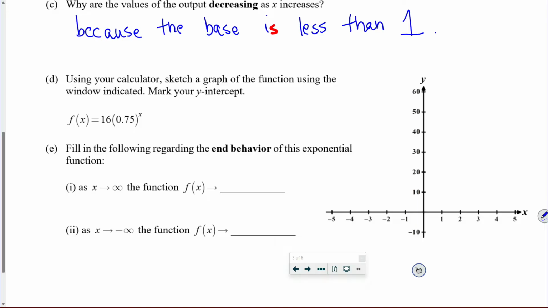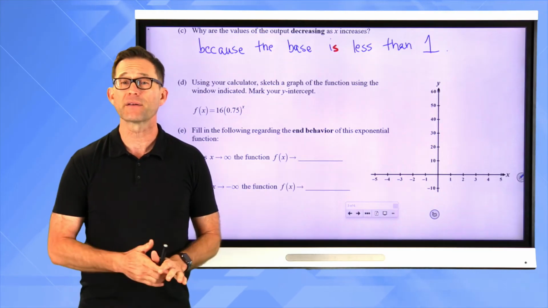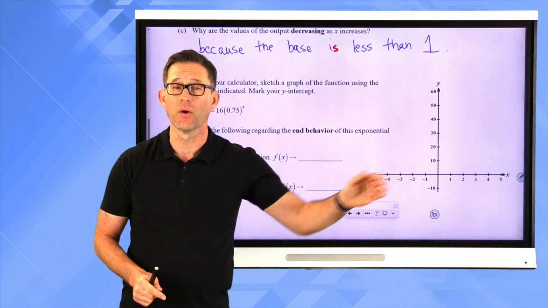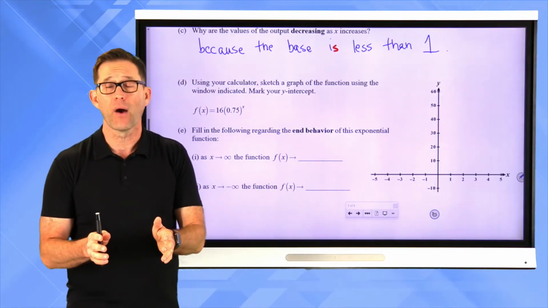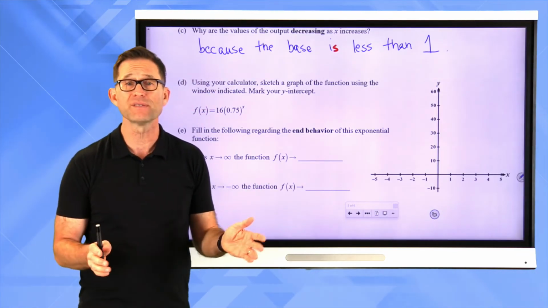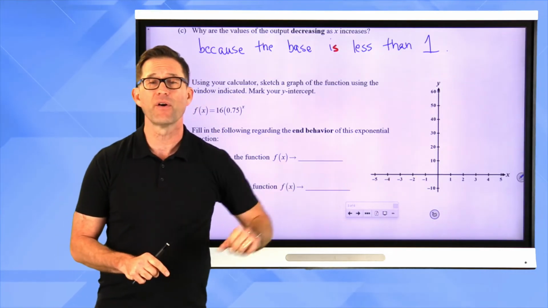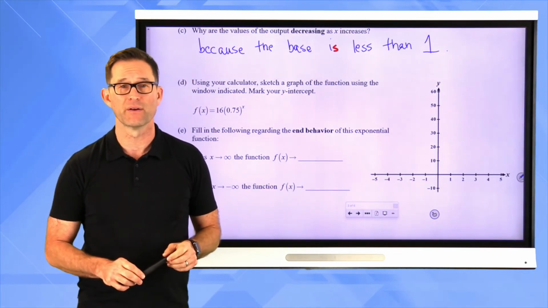Using your calculator, sketch a graph of the function using the window indicated. Mark your y-intercept. So very similar to before. In fact, the y window is identical to the last one, as is the x window. So go into your calculator now and just replace the function that was in there with this new function, graph it, sketch that function, and also mark its y-intercept.